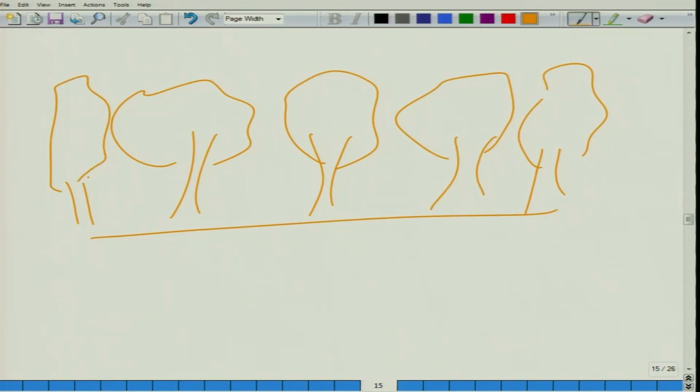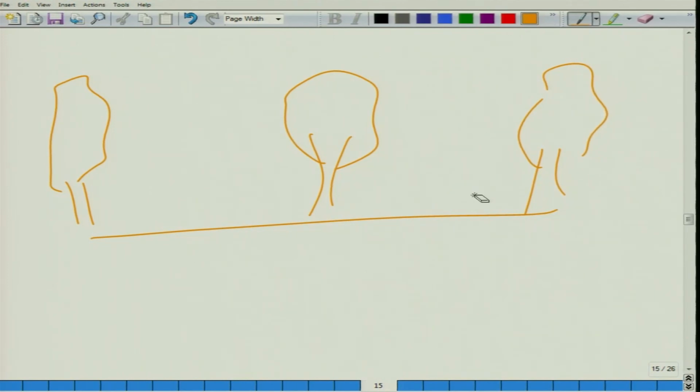So, this stand is getting crowded. What we will do is remove a few trees. When we remove those trees, now these trees have less competition, so they will be able to get more sunlight, more nutrients, more resources, and so they will be able to put on a greater amount of growth.